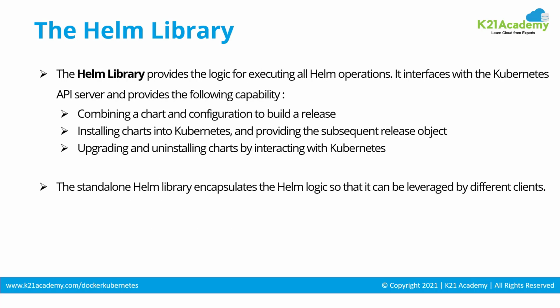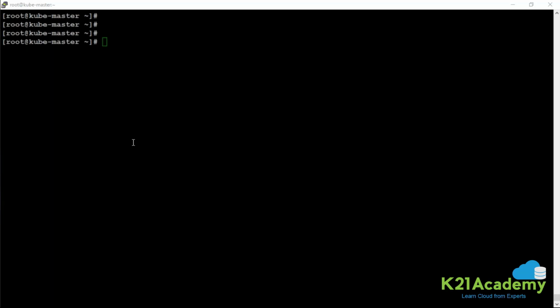You have a library which provides the logic for executing all your Helm operations. It interfaces with the Kubernetes API, and it provides you a couple of things like combining the chart with your configuration bundle into a release and stuff like that. Just like that, Helm is an add-on which you have to install. It doesn't come by default with Kubernetes.